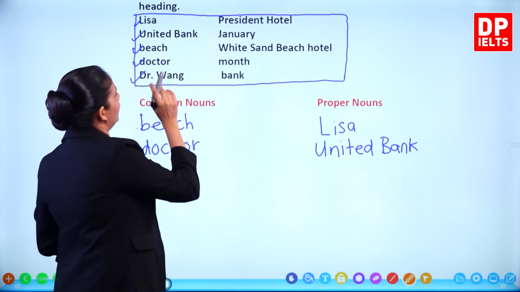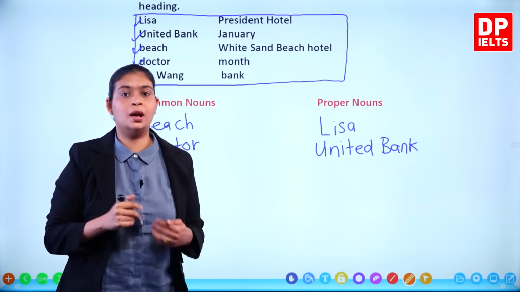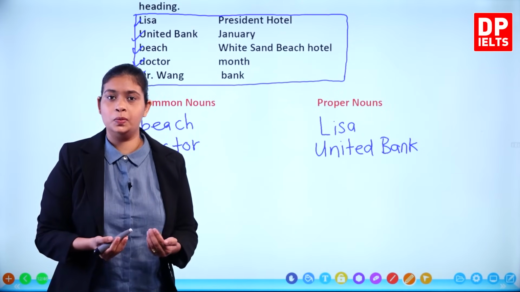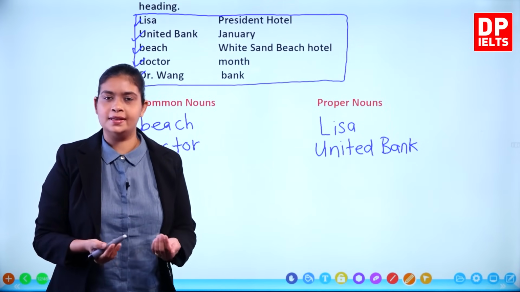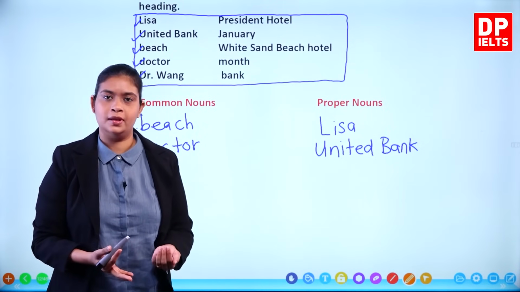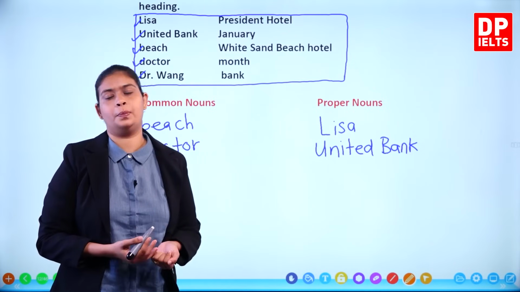Dr. Wang. දැන් doctor කියන එක නෙවෙයි doctorට නමක් තියෙනවා. Dr. Wang. So when we say Dr. Wang, that is a specific name. Therefore, it is a proper noun.